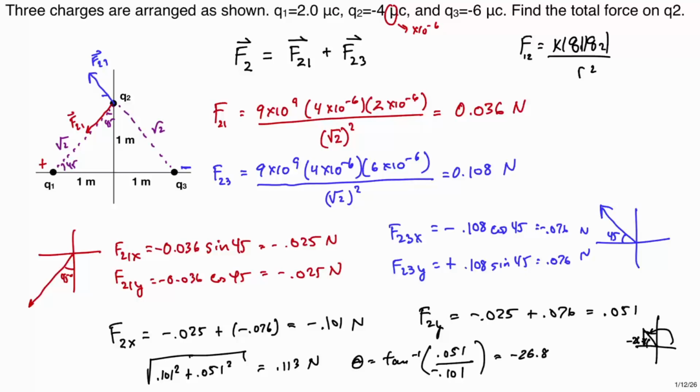If your vector's in the third quadrant, whatever angle it gave you, what are you going to add? 180. Okay? So this is negative 26.8, but since it's pointing in the second quadrant, I'm going to add 180, which gives me 153.2 degrees. So there's my answer. Magnitude and angle from the positive x-axis.